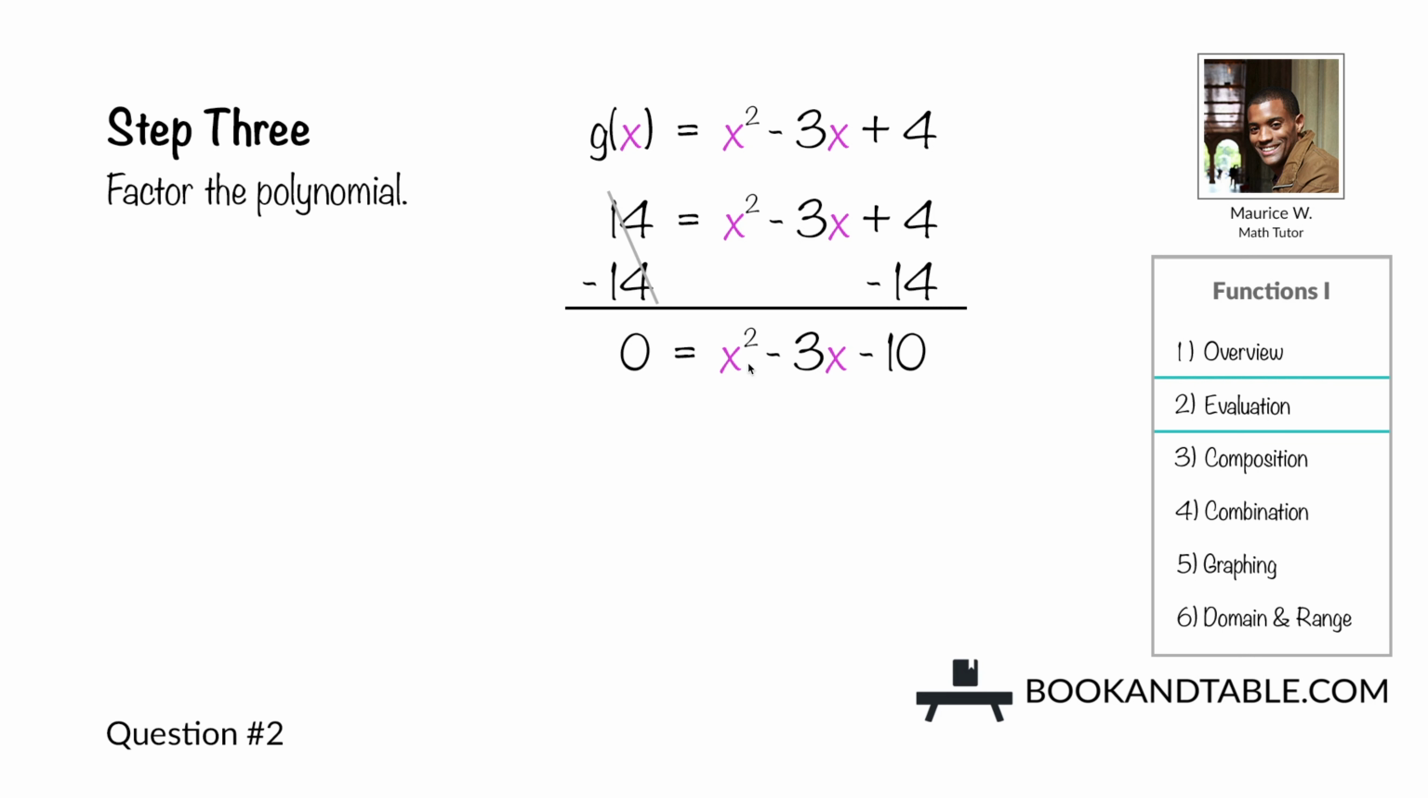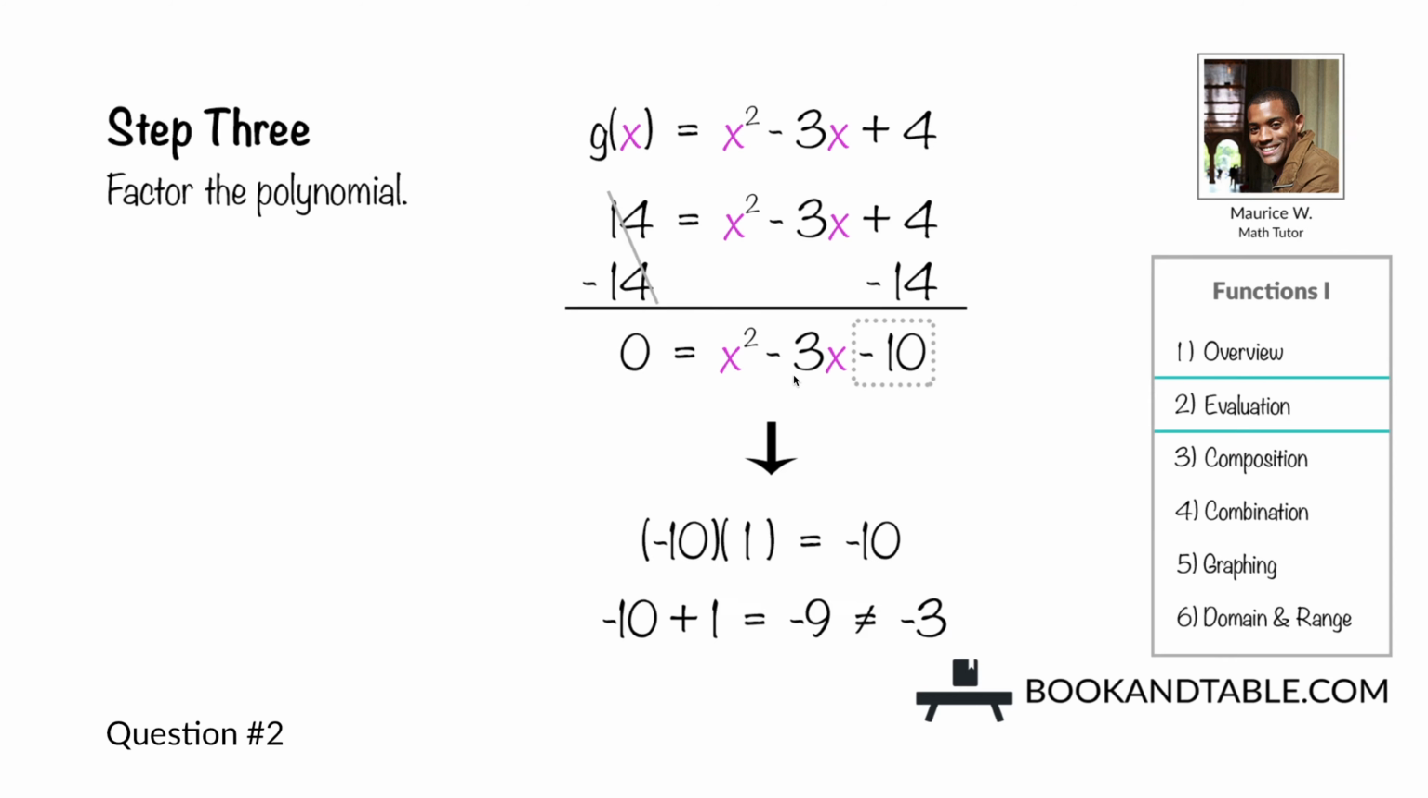And now the third step, we want to factor the polynomial. So we want to find two factors of negative 10 that have a sum of negative 3. Negative 10 and 1 do not work since their sum is equal to negative 9, and that does not equal negative 3. Negative 5 times 2 would give us negative 10, and their sum is equal to negative 5 plus 2, which is negative 3, and that's the number we're looking for. So our two factors will be x minus 5 and x plus 2.